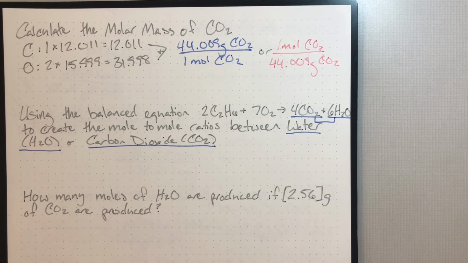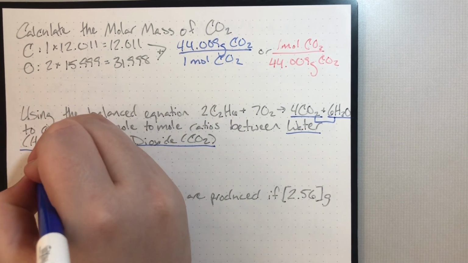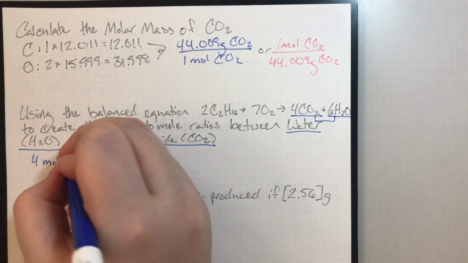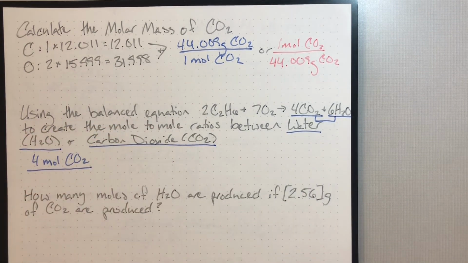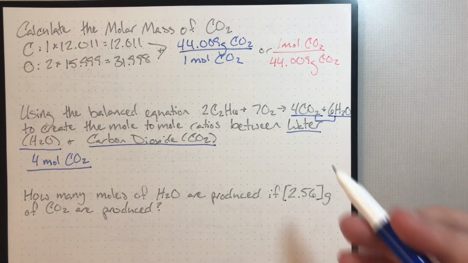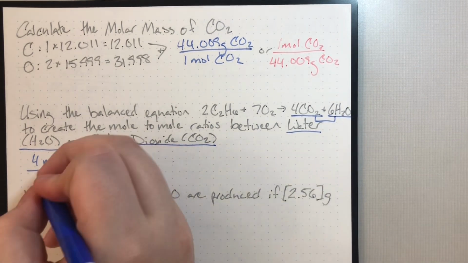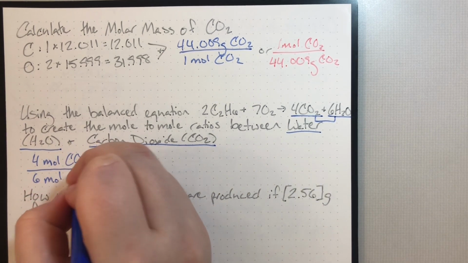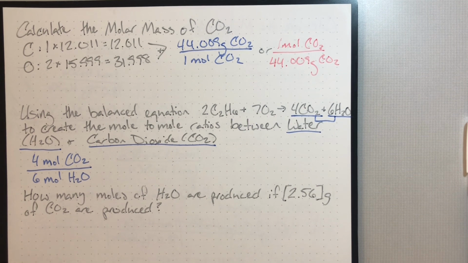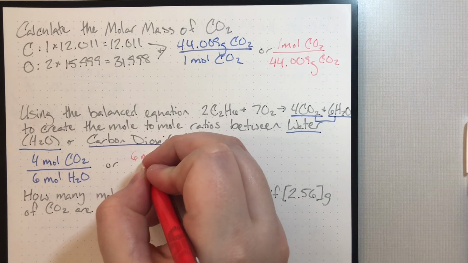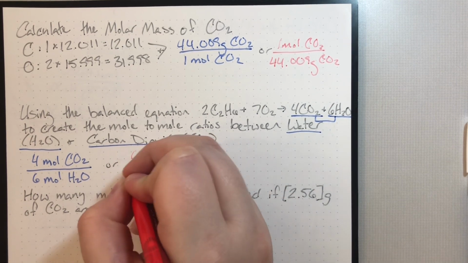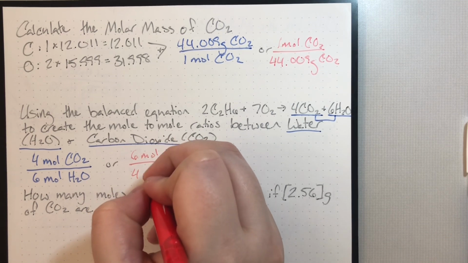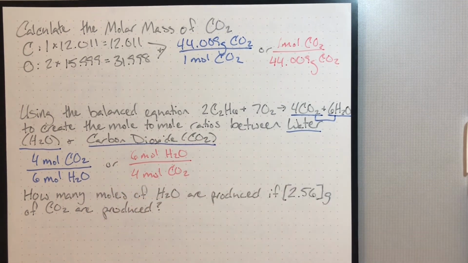Next, I will complete the mole-to-mole ratio using the coefficients in front of each. The coefficient in front of carbon dioxide is 4, so I will write 4. I will insert the word mole and then carbon dioxide. So I will have 4 moles of carbon dioxide for every coefficient in front of water, 6. Insert the word mole of water, H2O. Since this is a potential conversion factor, I'm going to go ahead and flip it and state for every 6 moles of water, there are 4 moles of carbon dioxide.